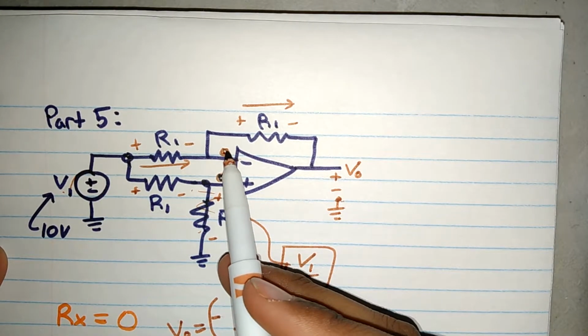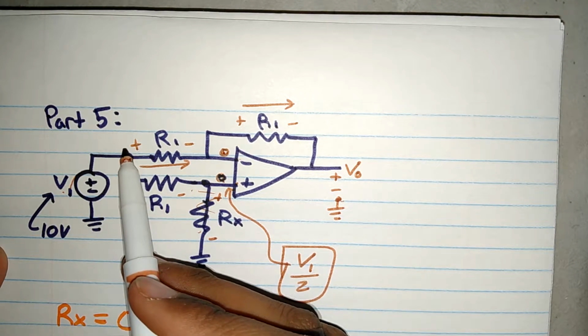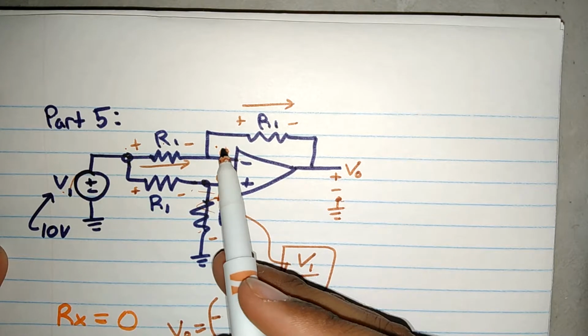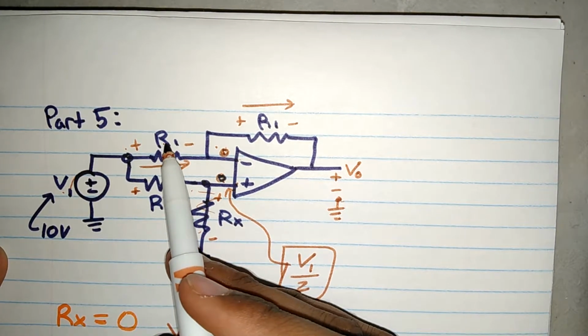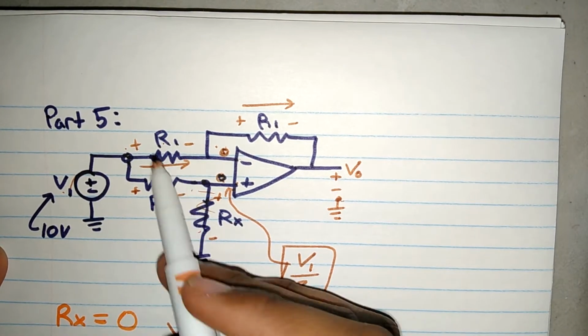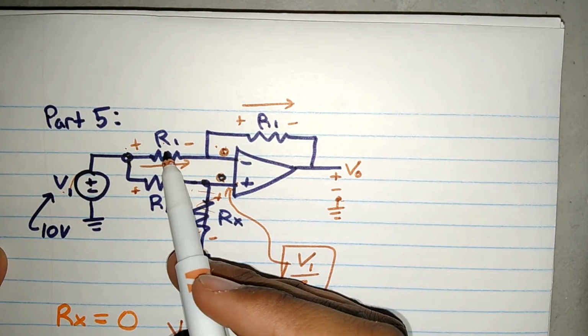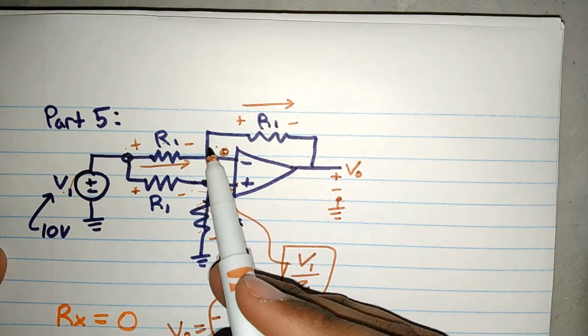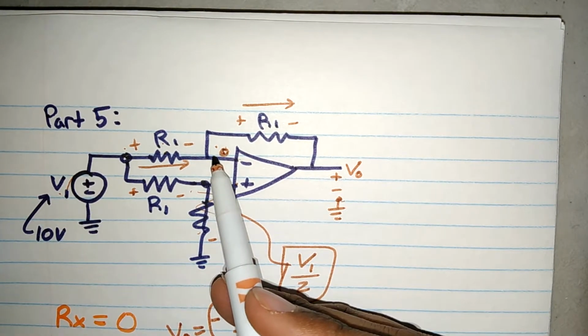If this is V1, then I would have Ohm's law, V1 minus V1 over R1. Well, V1 minus V1 is 0 over R1, which is 0, which means no current is even going through here. And if no current is going through here and no current can come in, then no current is going to come out or in through this feedback.